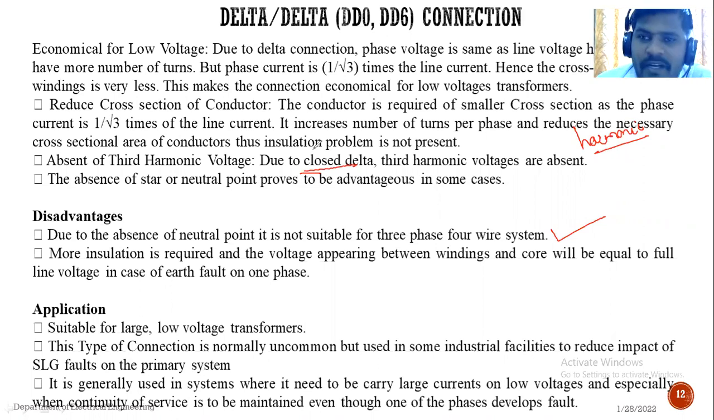I think you people know the fault condition types of fault. That is, there may be a phase to neutral fault, or a two phase to neutral fault, 2P to N fault, or a phase to ground fault, we can call it a PG fault, or a line to ground fault, LG fault. Or all three phase to ground fault.